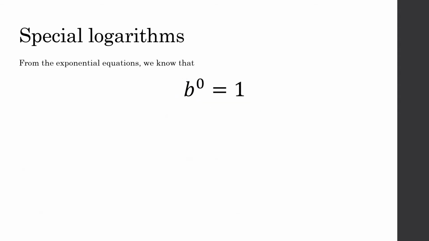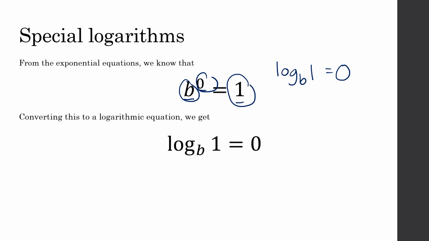Next special logarithm will come from b to the 0 is equal to 1. We know that for any non-zero number, when we raise it to 0, it's equal to 1. If we convert this to its logarithmic form, remember, it's the log of the base b that creates this value is equal to the exponent 0. And there, we have created this special equation that if we have log base b of any acceptable number, if this value is 1, the value of the logarithm is automatically 0.